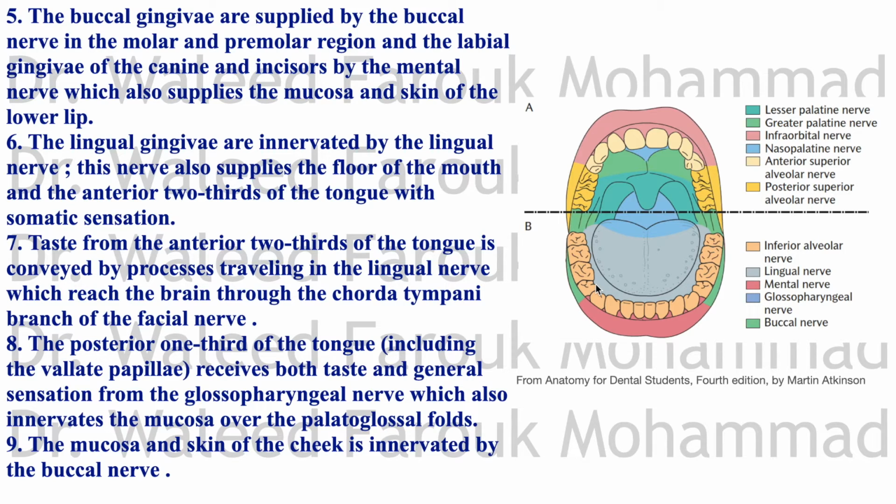The posterior 1/3 of the tongue, including the vallate papillae on the V-shaped sulcus at the back of the tongue, receives both taste and general sensation from the glossopharyngeal nerve, which also innervates the mucosa over the palatoglossal folds. You know all about the palatoglossal and palatopharyngeal folds that bind the tonsillar fossa that holds the palatine tonsils in it. The mucosa and skin of the cheek is innervated by the buccal nerve.